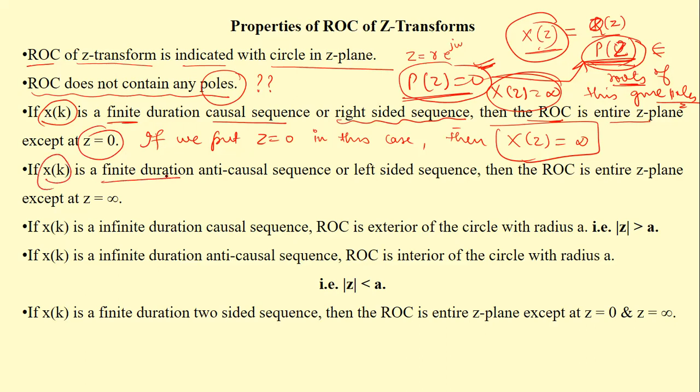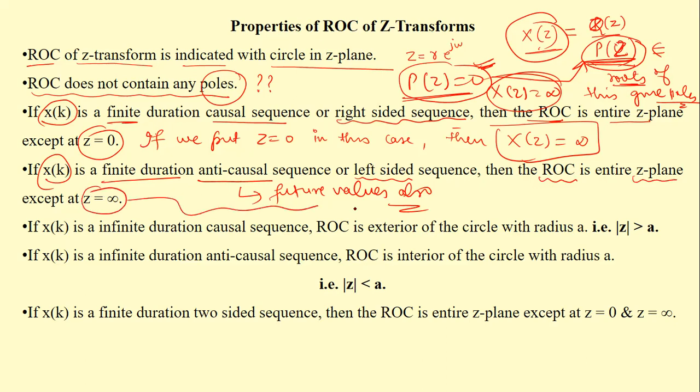Similarly, if the given sequence is of finite duration but anti-causal, which means it has future values also, either future values also or only future values, that is anti-causal. It is also known as a left-sided sequence. So in this case the region of convergence will be the entire z plane but not equal to infinity. That means if we put z is equal to infinity in the z transform of x[k], then X(z) will be infinity.